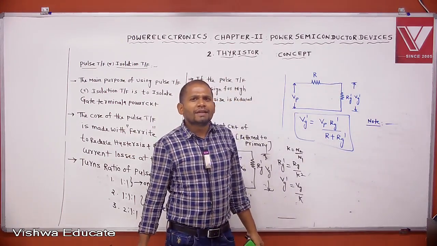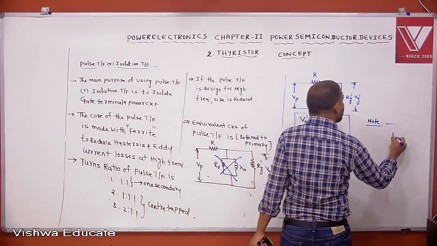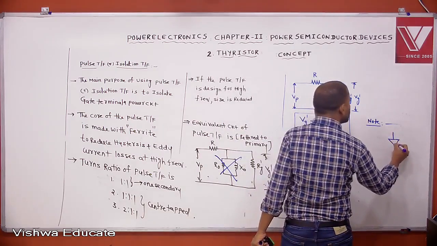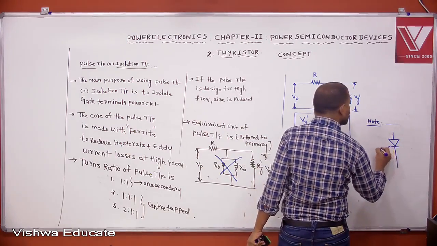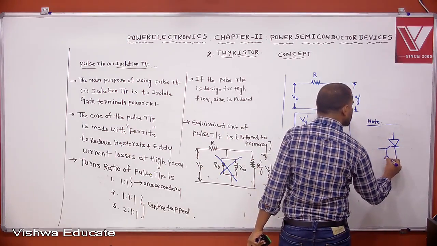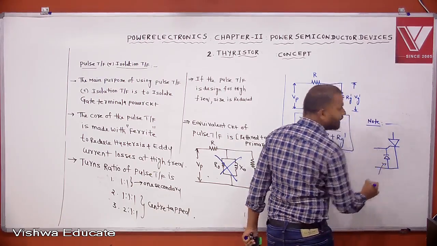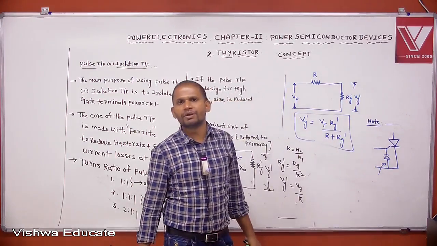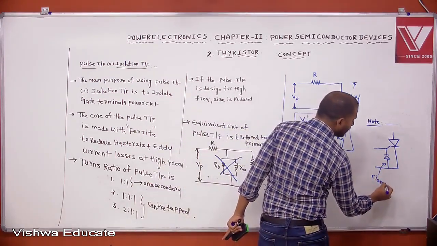We are connecting the gate terminal. Practically, during the connection of the gate terminal, this arrangement we can also use. Practically, you also connect one diode like this. This diode is called a clamping diode.